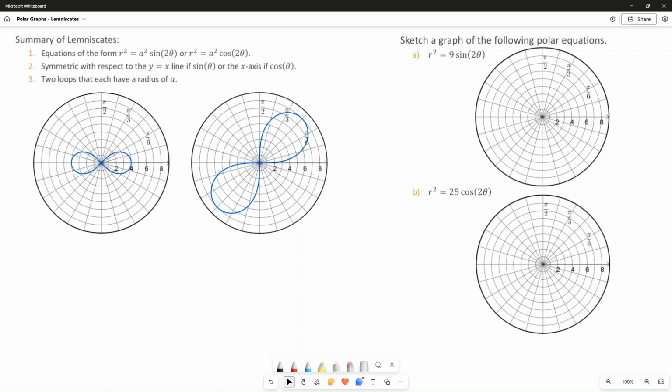If it's a sine graph, then it's symmetric with the y equals x line. If it's a cosine graph, it's symmetric with the x-axis. And regardless, each of the graphs will always have two loops, and the radius of each loop is the value of a.